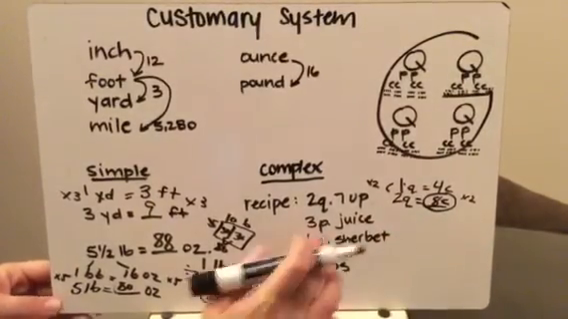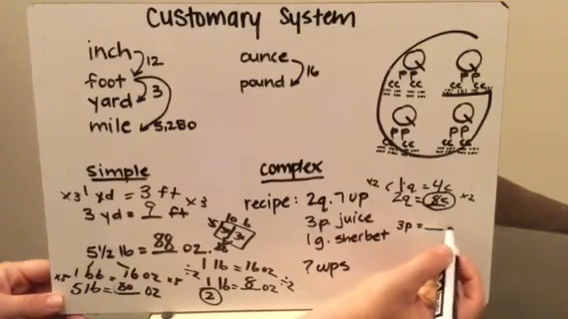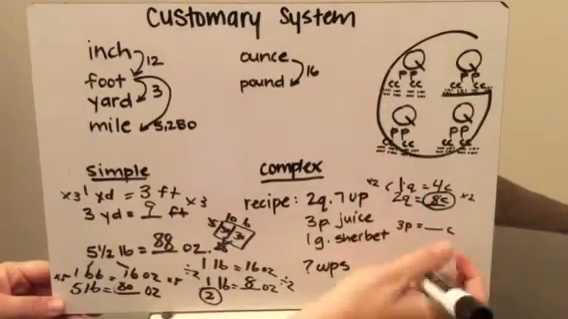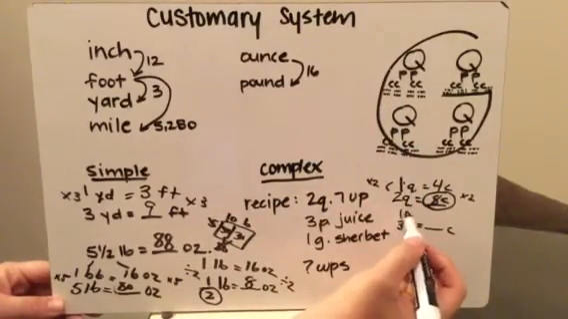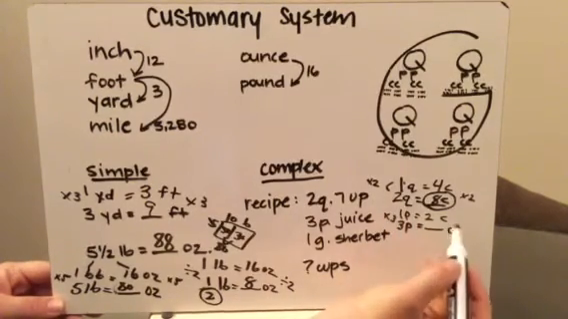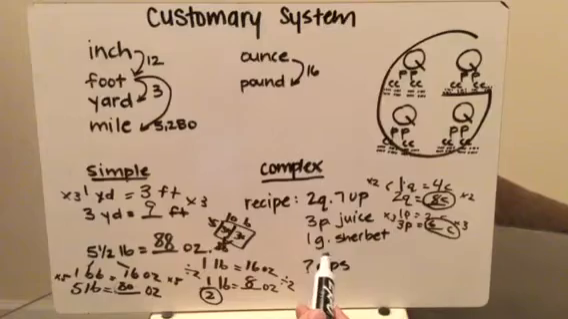Now that's only for this one. So now I need to work on this one. I have 3 pints, and I'm trying to figure out how many cups that is. Well, 1 pint has 2 cups. So 1 pint is 2 cups. So what I do here, I tripled my pints, so I need to triple my cups. 3 times 2 is 6. All right, there's 6. And now I have 1 gallon of sherbet.